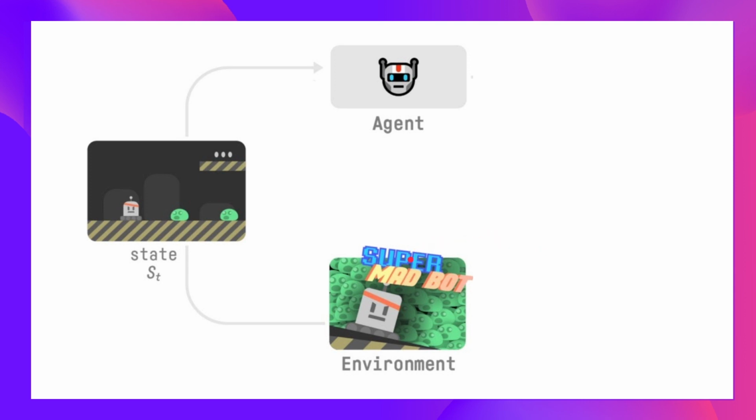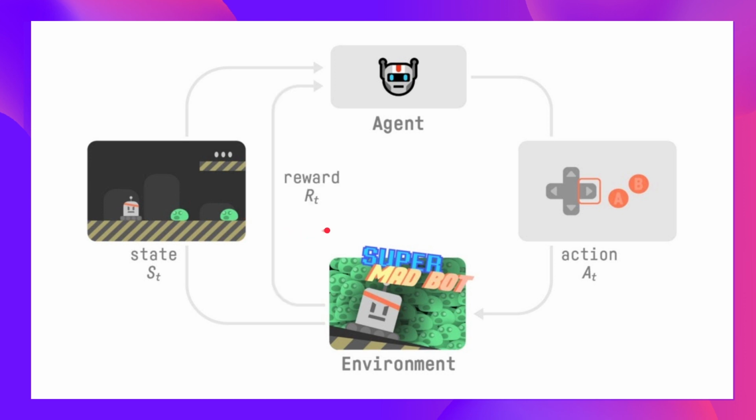First, our agent receives a state from the environment. So we receive the first frame of our game, of our environment. Based on that state, the agent will take an action. In our case, our agent will move to the right. The environment will transition to a new state, a new frame, because we moved to the right. And the environment will give some reward to the agent. In our case, we're not dead, so reward +1.